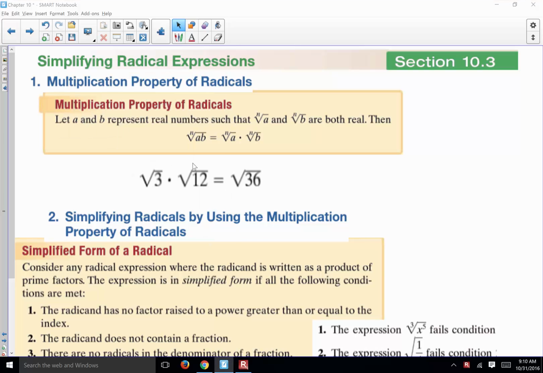Alright, good morning. We are going to simplify radicals today.